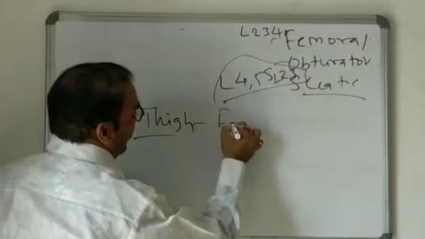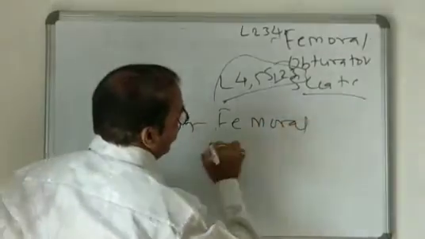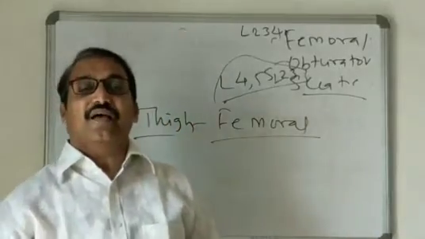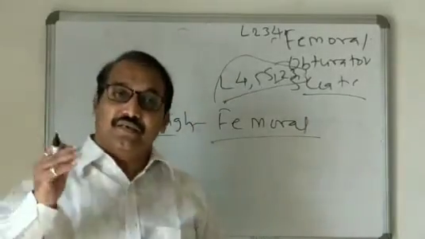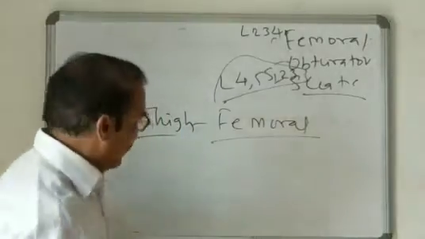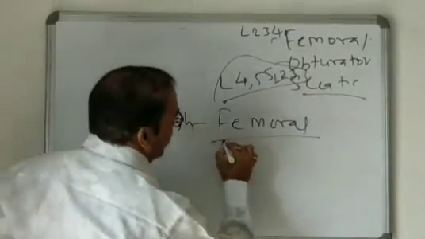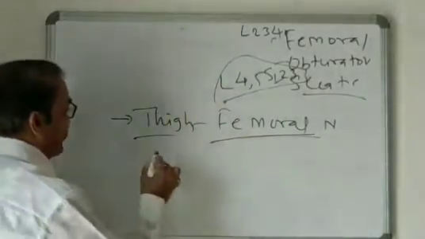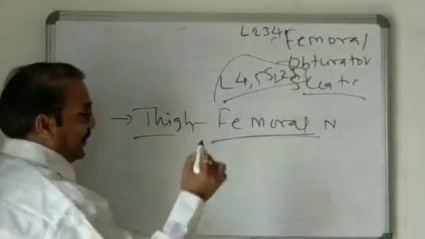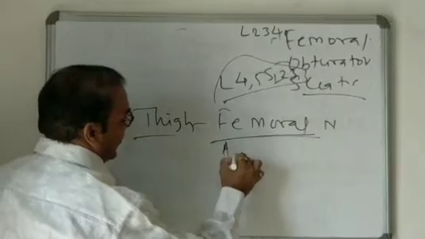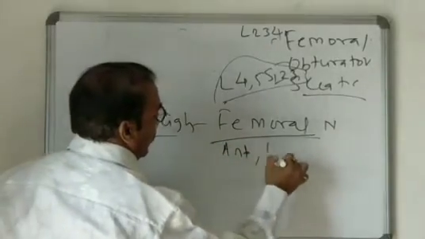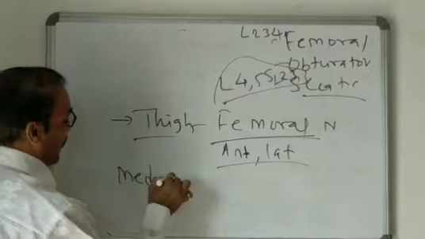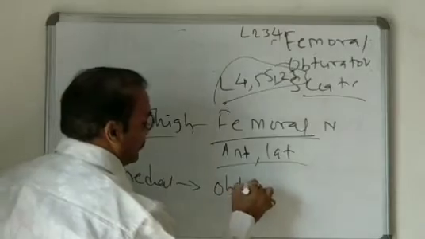The femoral nerve, remember, with the help of its branches, gives muscular branches. It supplies the muscles present in the anterior compartment of the thigh. It gives articular branches, which supply the hip joint and knee joint also. Understand? So in the thigh region, all compartments are supplied by the femoral nerve, with L2, 3, 4 as the root value, except the medial compartment. The femoral nerve supplies the anterior compartment and also the lateral compartment of the thigh. But the medial compartment of the thigh is supplied by the obturator nerve.